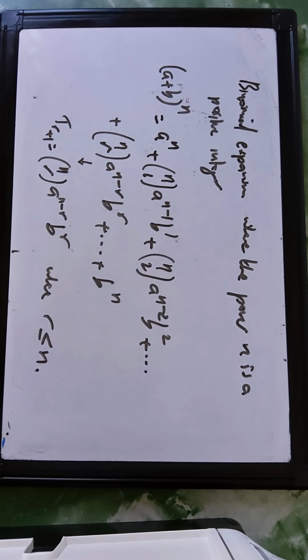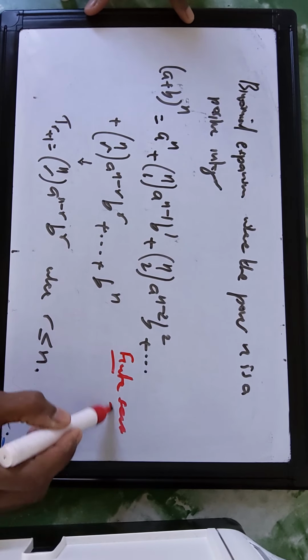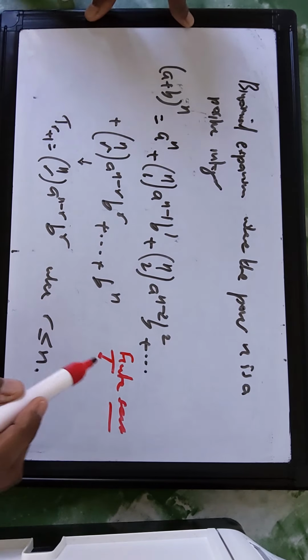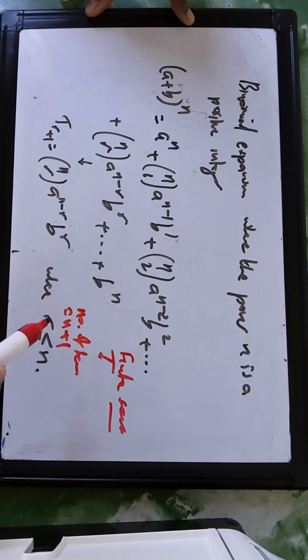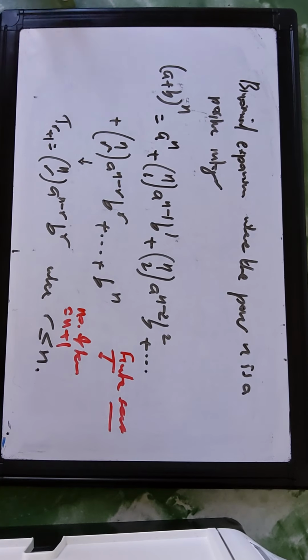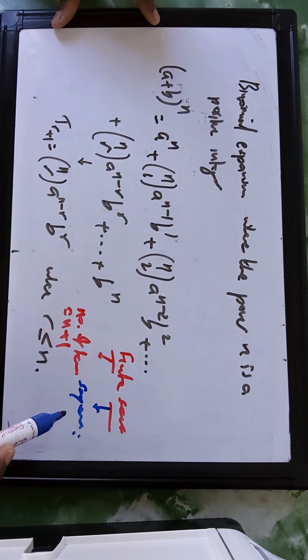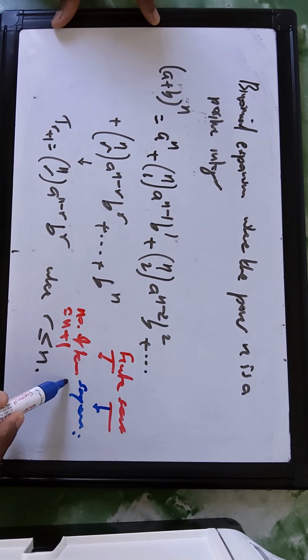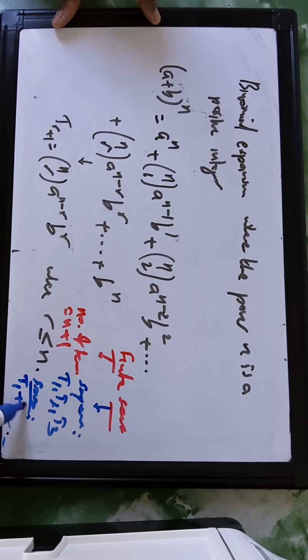Now this is a finite series. Finite because the number of terms can be found. The number of terms in this case is n plus 1. The difference between a sequence and a series: a sequence is a set of ordered terms following some rule, t1, t2, t3. A series is just the sum of the terms of this sequence, t1 plus t2 plus t3.